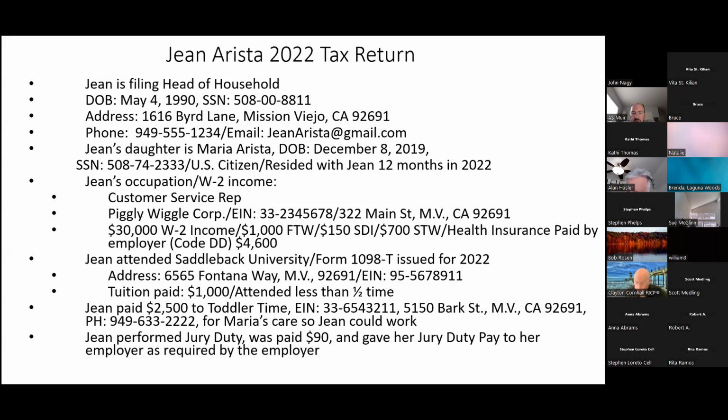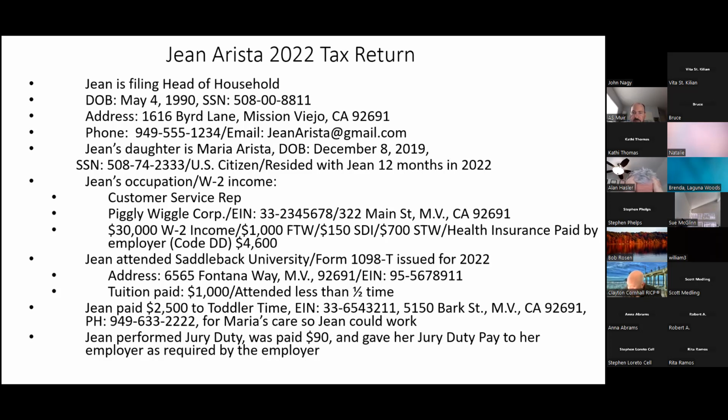Okay, so she is a wage earner, and she works for that corporation, the Piggly Wiggle, and she got $30,000 of W-2 income. FTW is an acronym for federal tax withheld. Typically, that's what you're going to see with wage earners. They're typically going to have tax withheld. And then, of course, not everybody, but a lot of people in California pay state disability insurance. And she paid $150. She has state tax withheld. That's withheld by the employer, remitted to the state of California.